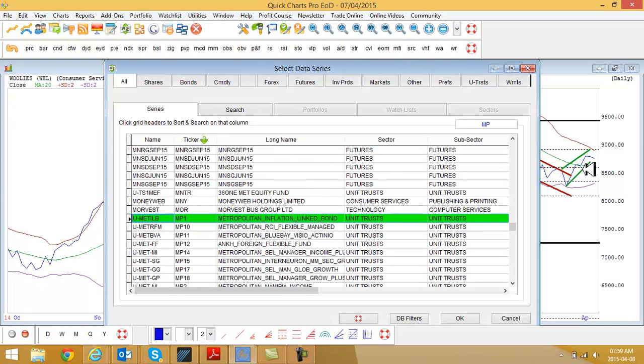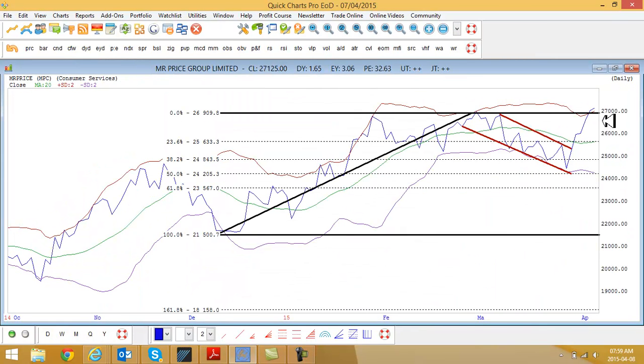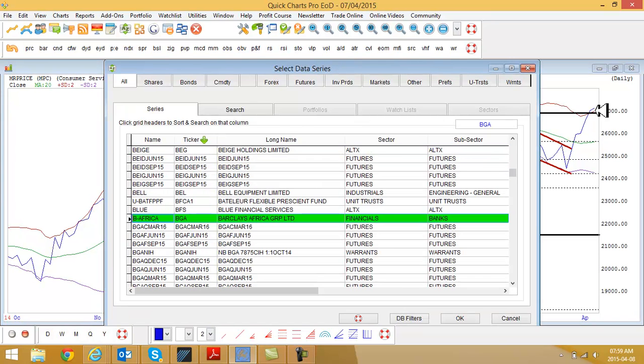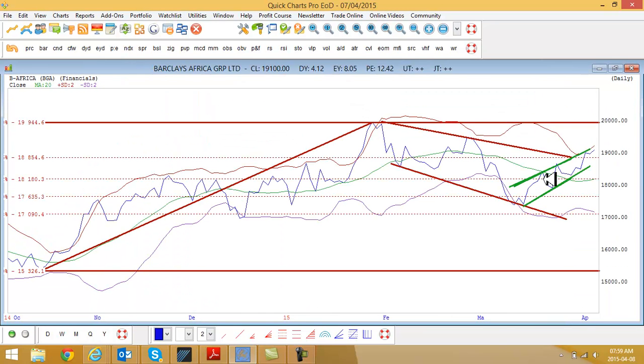Let's go to Mr Price. Mr Price broke the new record of 270 and is currently trading at 271.25. Need to see what the momentum can do on the previous highs at this moment. Let's run to your banking shares. Here's Barclays Bank, still in this positive channel going upwards. It tested this 190, currently trading at 191, and it's trading on the top of the Bollinger Band as well, and on the top of the channel.